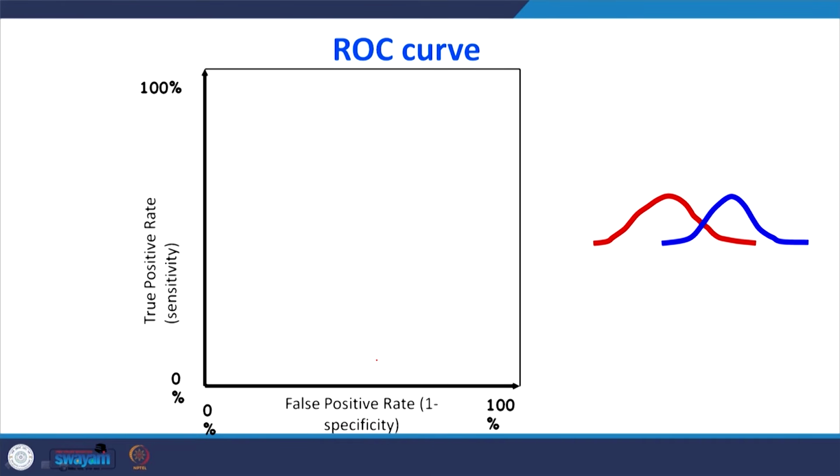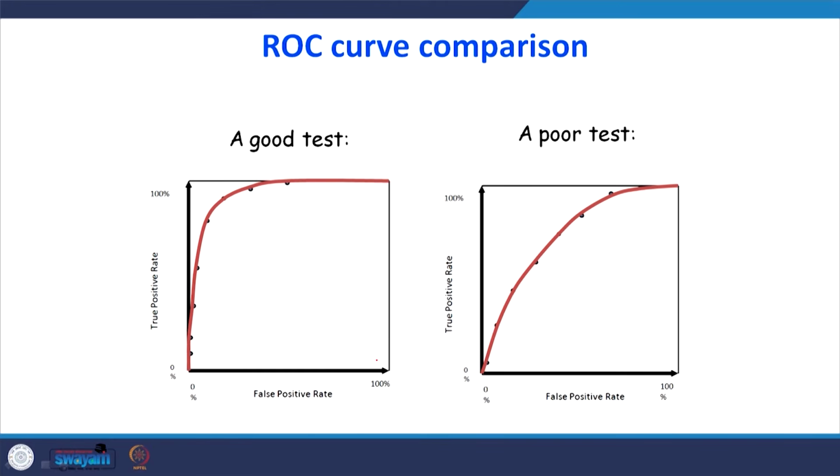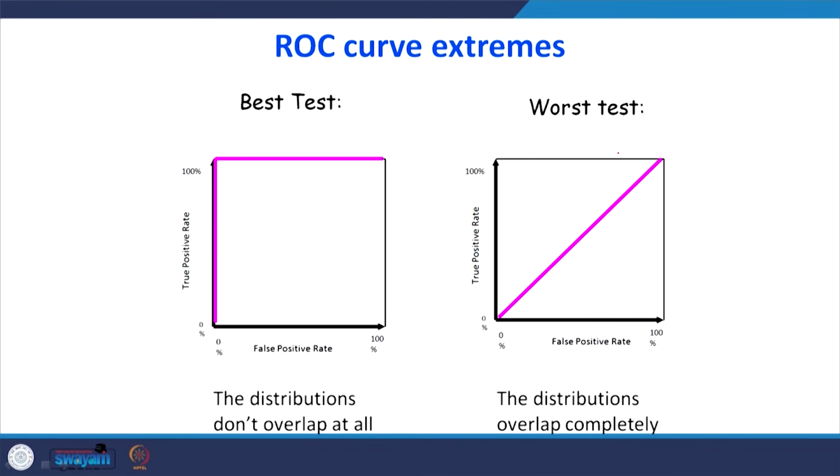Now let us look at the extreme cases of this ROC curve. This was our typical ROC curve. See how to compare two types of ROC curve. You see that here the area under curve is somewhat nearer to 1, so it is a good test. When you look at this one, the area under curve of that ROC curve is lesser when compared to this. So it is a poor test. The left side one is the best, a good test.